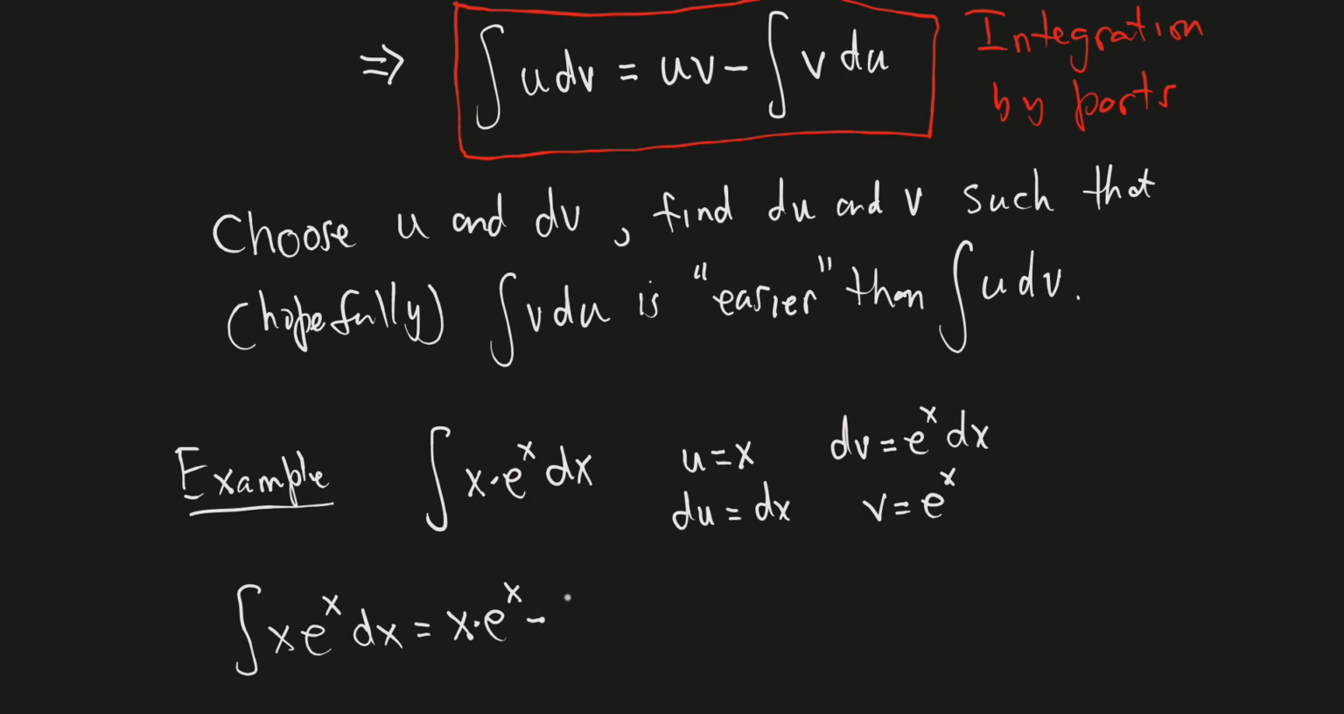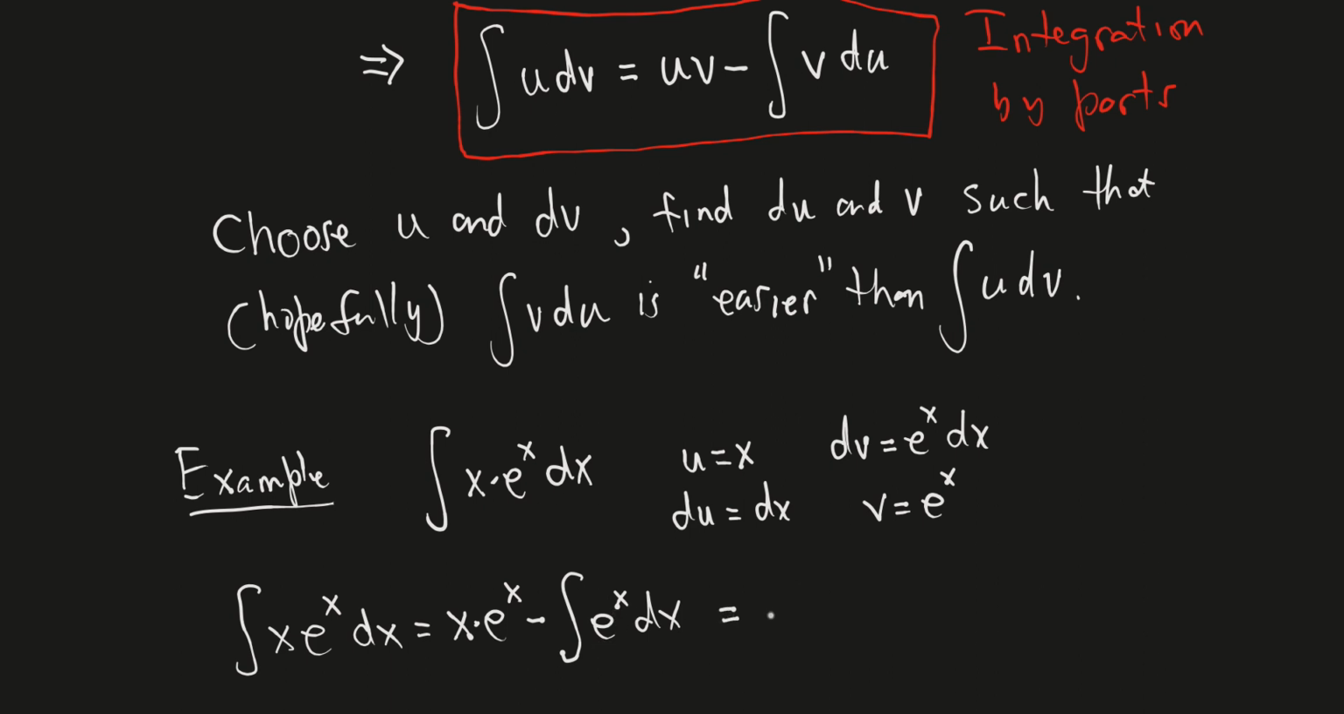Minus, and then I now have this other integral, and that integral is of v times du. Well, here is v. It's e to the x. Here is du. It's dx. And then I ask myself, was it worth the effort? Do I now know this integral as opposed to the one that I didn't know to start with? And I hope the answer is yes, because this is, again, one of our simple integrals. It's as simple as it gets.